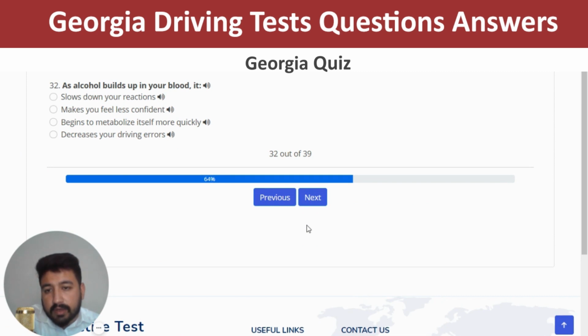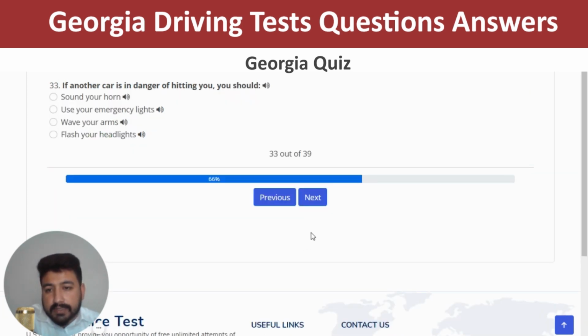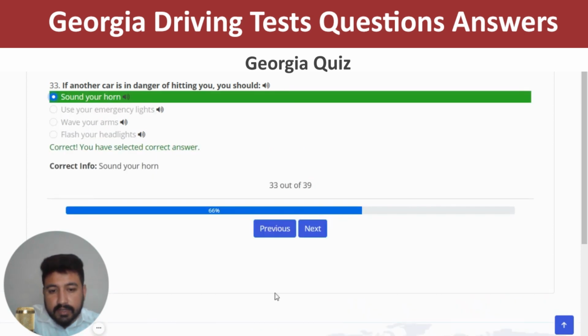As alcohol builds up in your blood, it will slow down your reactions. So I'm going to click on the first option and next. If another car is in danger of hitting you, you should sound your horn, which is the first option. Correct, and next.